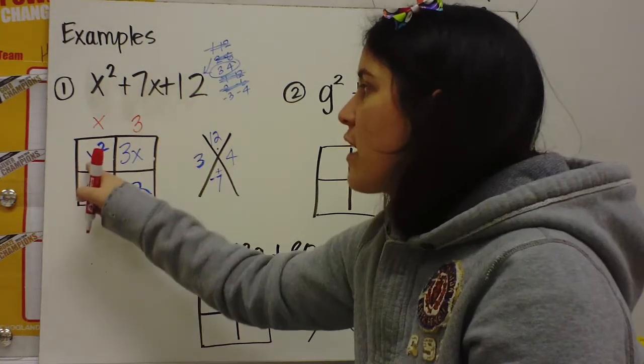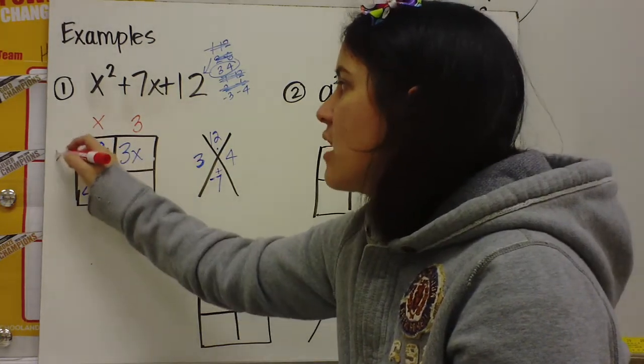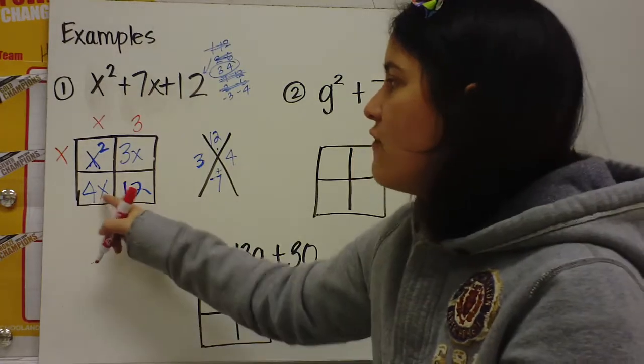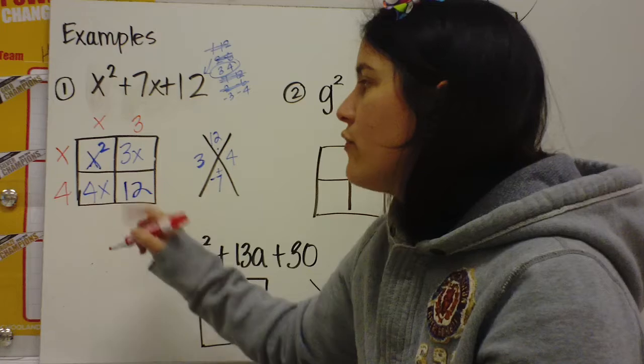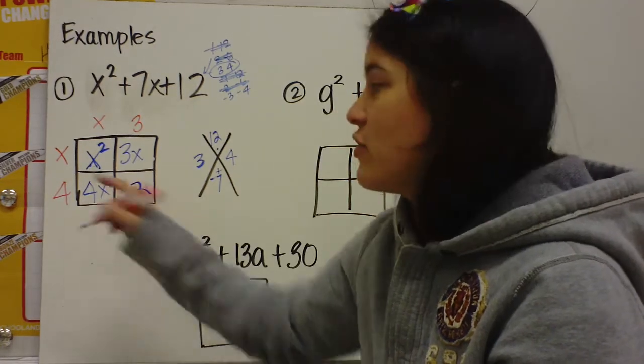Now let's look this way. X squared and 3x, they have an x in common. And 4x and 12, they have a 4 in common. Because 4 will go into 4 and 4 will go into 12. This one doesn't have an x, so you can't pull out an x.